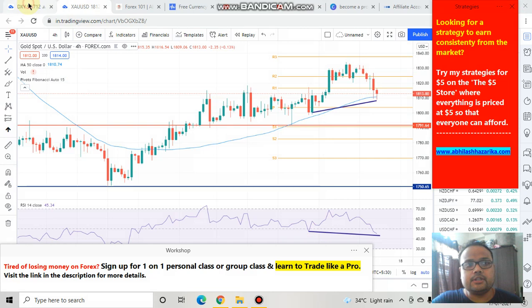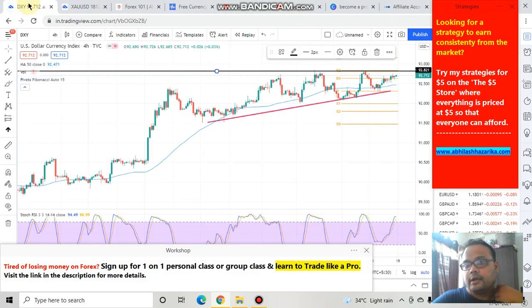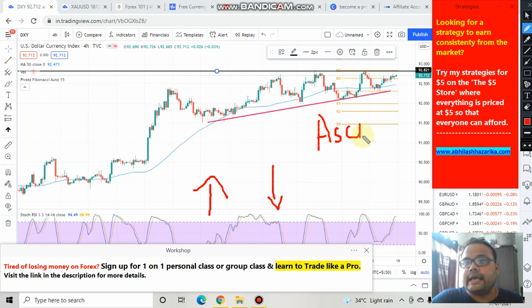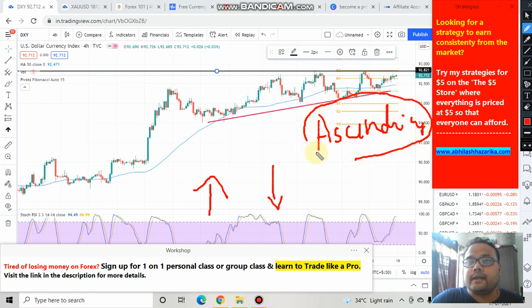And if you look at the chart of the US dollar here, as we all know, if the dollar starts going up, then we will see some selling pressure in gold, because whenever the US dollar goes up, we see selling pressure in euro, pound, and gold. And if you observe the chart here, there is no denial that this is an ascending triangle pattern. An ascending triangle pattern is a bullish pattern.